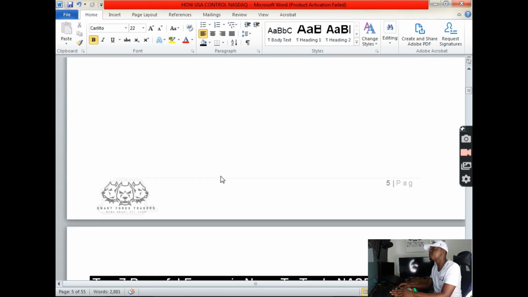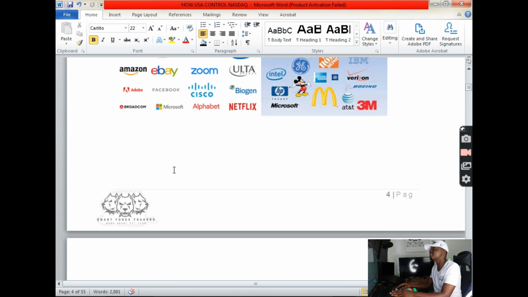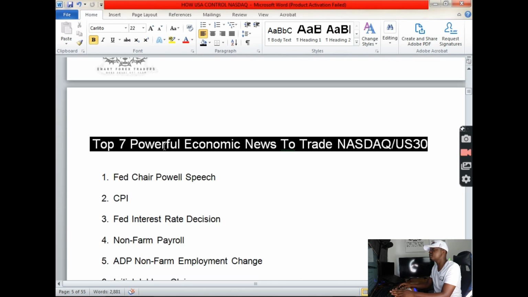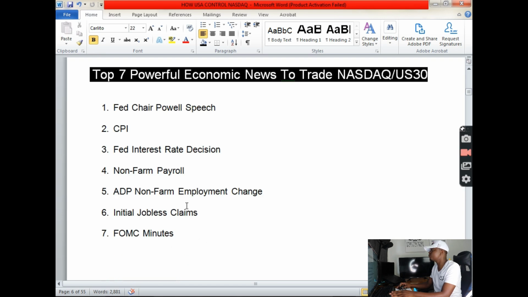What are the top 7 powerful economic news we can trade on NASDAQ and US30? The top 7 powerful economic news is Fed Chair Powell's speech, right? Fed Powell's speech is there on the economic calendar. You just have to check when this speech is so that you can capitalize on NASDAQ and US30. You can check USD CPI. USD CPI is there on the economic calendar. You can check when it is going to be released so that you can capitalize when you're trading NASDAQ and US30. Fed interest rate is there.